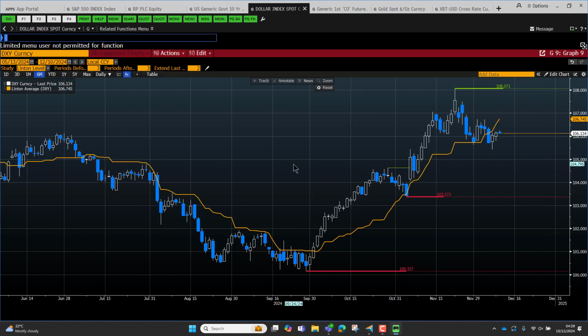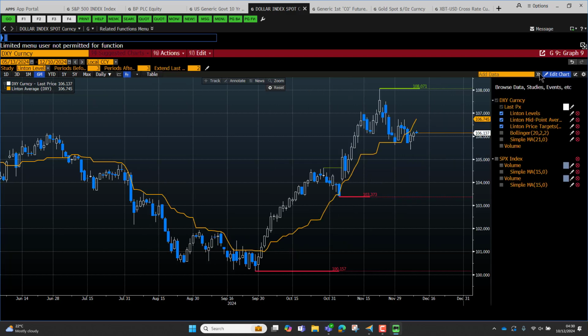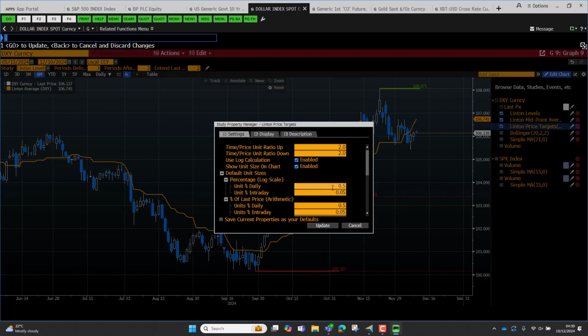This is the dollar index, and there are no targets here. It does follow that you don't always get a target, and the way to deal with that is to actually change the unit size. So let's do that. We can go here, and straight away we can change the unit size.